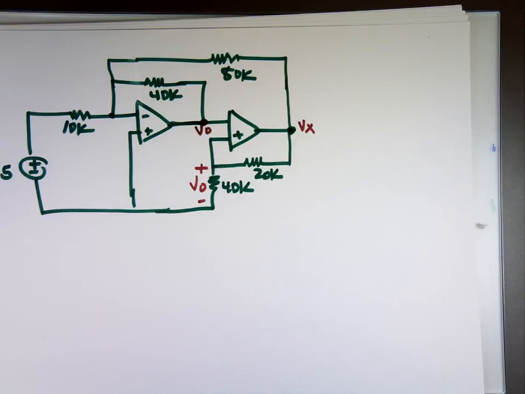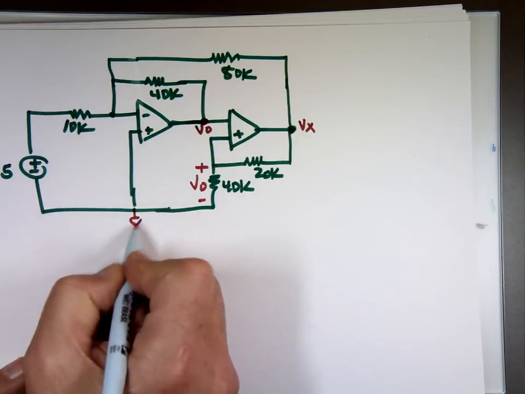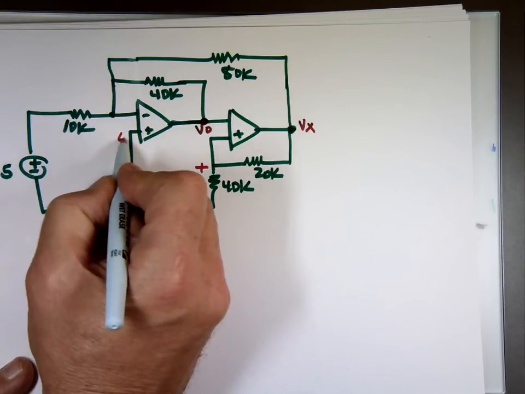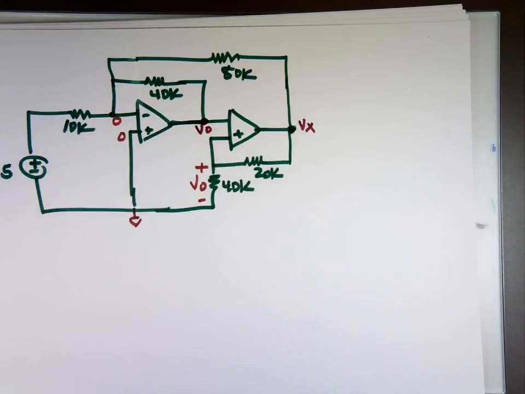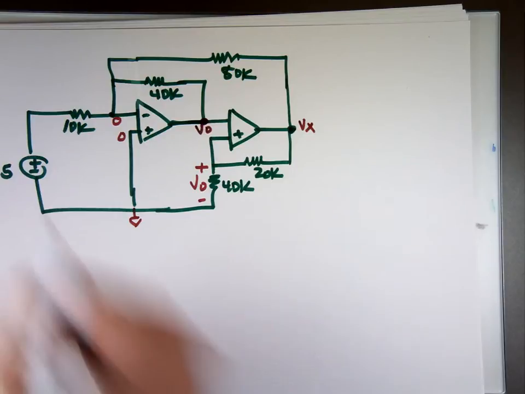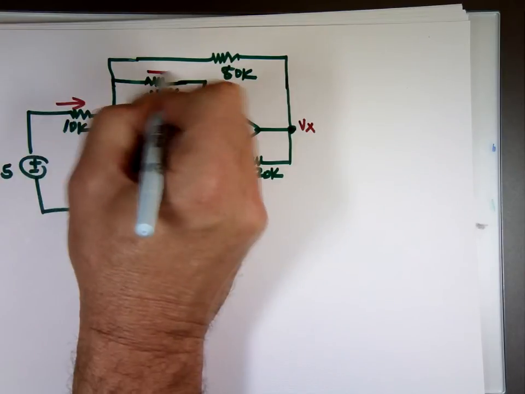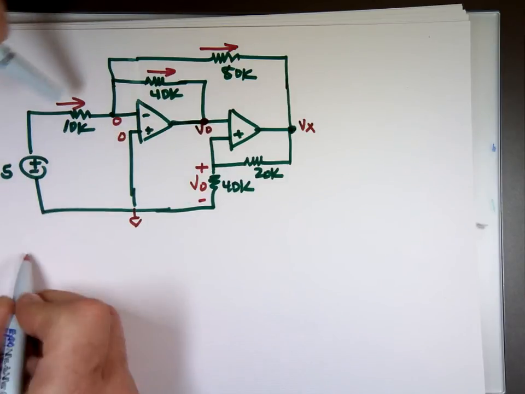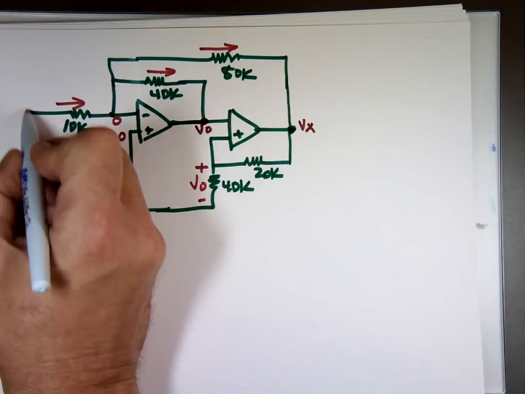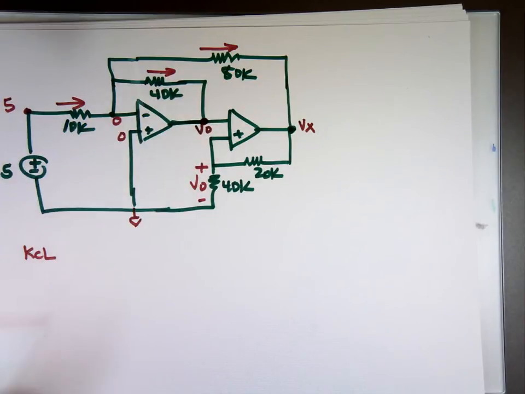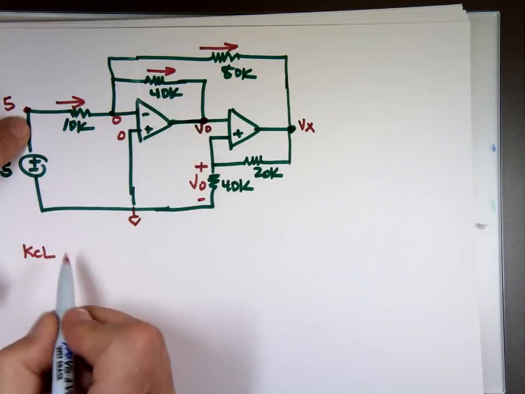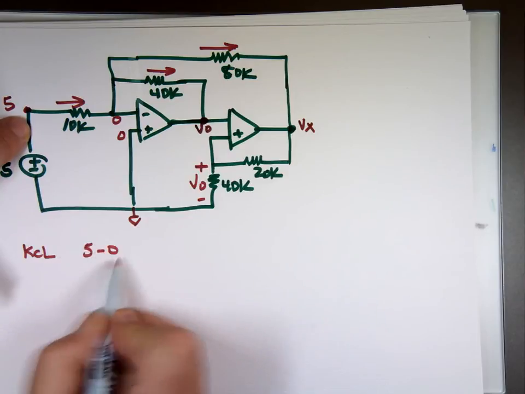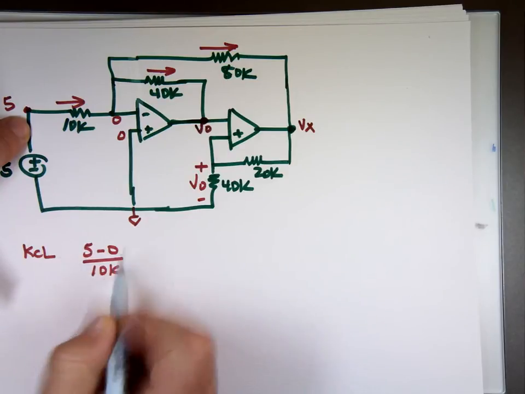Where is this attached to? What's this voltage here? 0. What's that voltage here? 0. Assign currents in any direction that you want. Let's do KCL at this node. This is 5 volts here. This current, which is what? 5 minus 0 over what? 10K, it's going in. So it's this minus that.